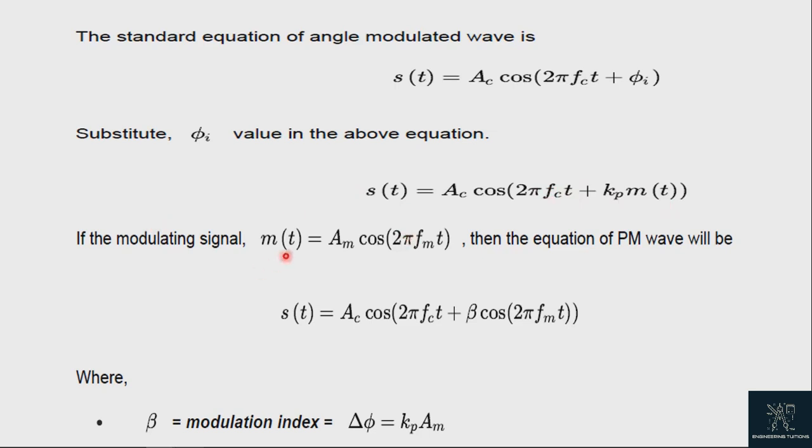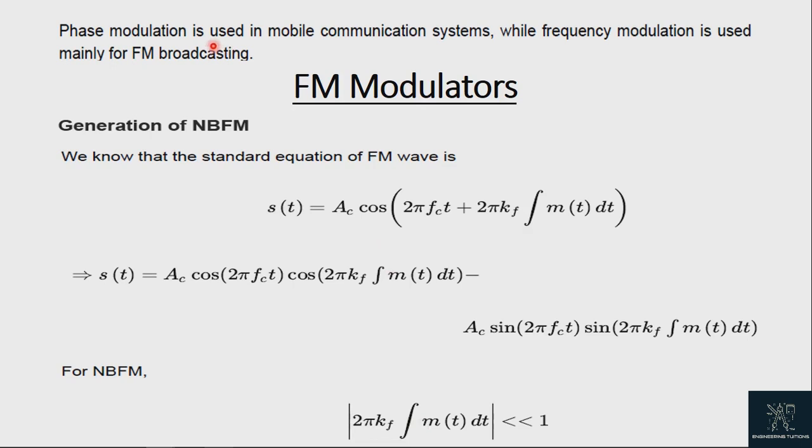If the modulating signal is m(t) equals Am cos 2 pi fm t, then the equation of the phase modulated wave will be s(t) equals Ac cos(2 pi fc t plus beta cos 2 pi fm t), where beta is the modulation index which is equal to del phi, where del phi is the phase deviation which is equal to the product of Kp into Am. Phase modulation is used in mobile communication systems, while frequency modulation is mainly used for FM broadcasting.